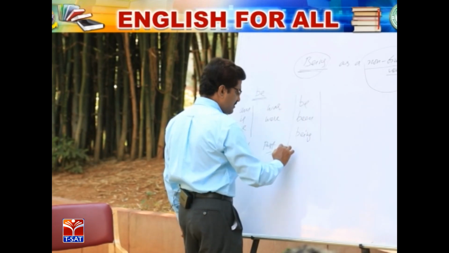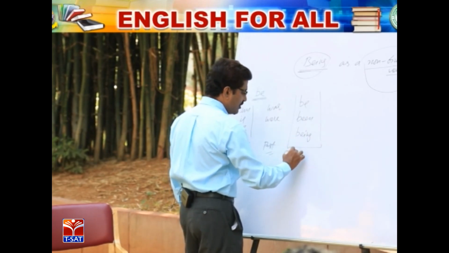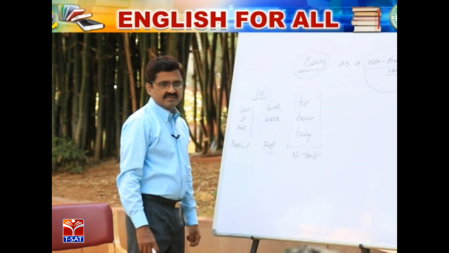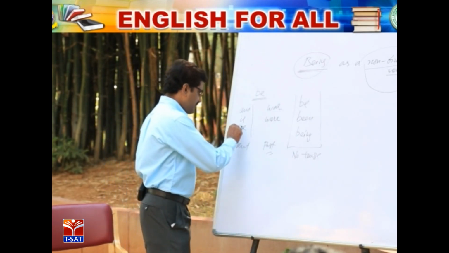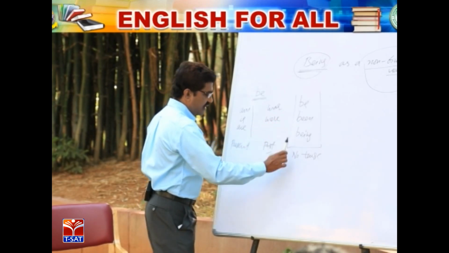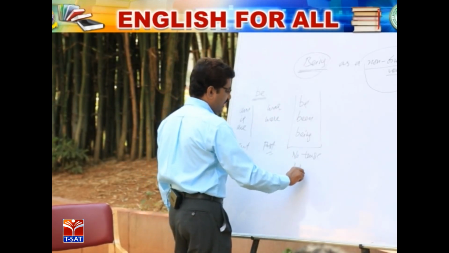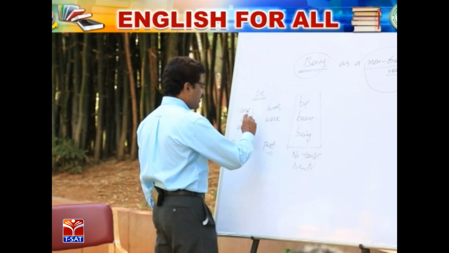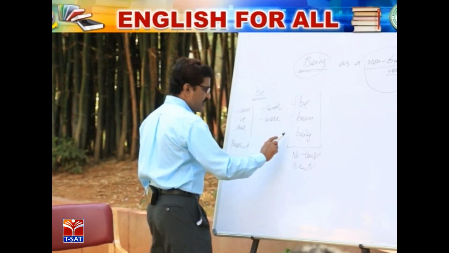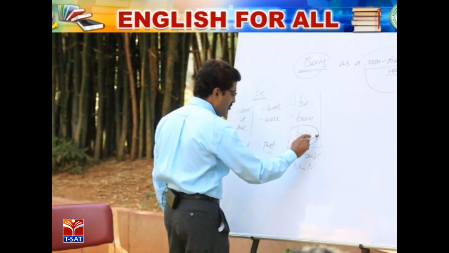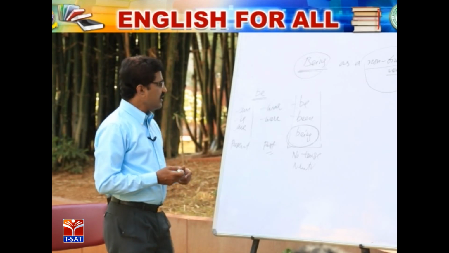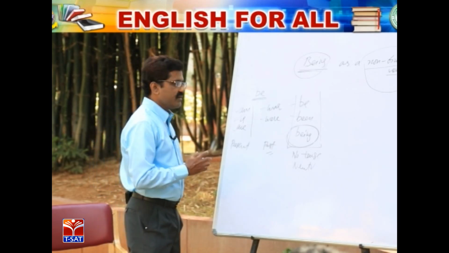Now, these three words do not indicate any tense. They are not tense indicators. These three are present tense, these two are past tense, and these three are neutral. They don't have any tense. So, in the earlier classes, we have learnt about these five and these two. Today, we are going to learn how to make sentences with being and how it helps me in my communication skill.